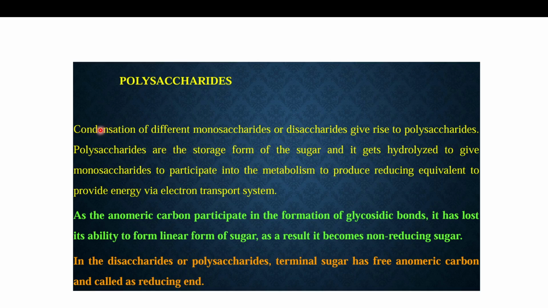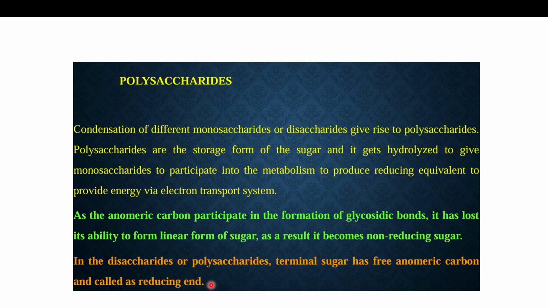Polysaccharides: condensation or removal of water of different monosaccharides or disaccharides gives rise to polysaccharides. So polysaccharides are the storage form of sugar and get hydrolyzed to give monosaccharides, which eventually participate in metabolic reactions to produce reducing equivalents to provide energy via electron transport system. Now, as the anomeric carbon participates in the formation of glycosidic bonds, it has lost its ability to form linear form of sugar. Hence, it becomes a non-reducing end. Whereas in case of disaccharides or polysaccharides, the terminal sugar has a free anomeric carbon, and hence it is called the reducing end.